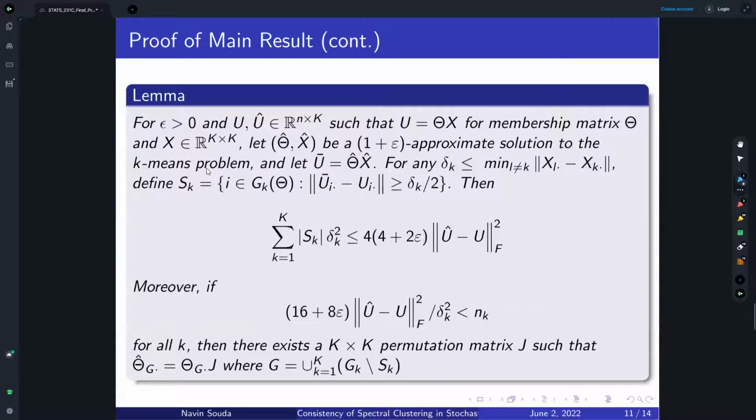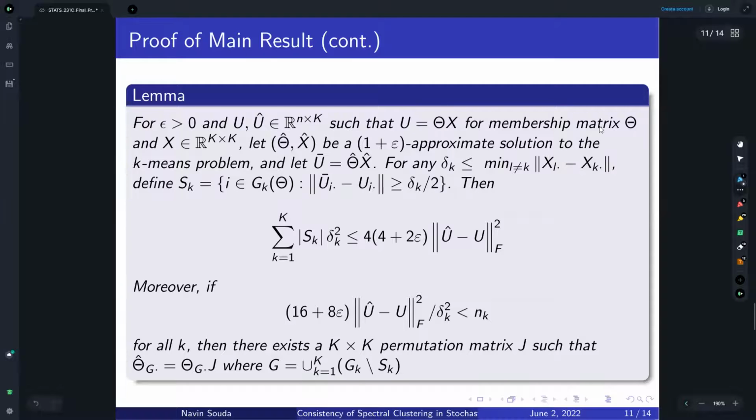And then the final thing that we're going to need here, as we said, is going to be about bounding the error of our 1 plus epsilon approximate k-means problem. So again, same setup. We have U and some U hat. U hat here is just a general matrix, but in particular, we're going to consider it the eigendecomposition of our matrix A.